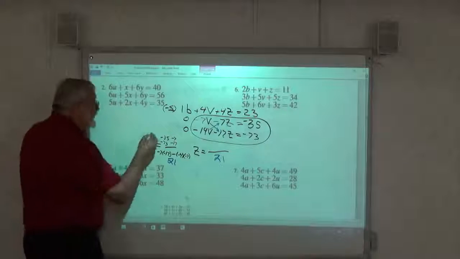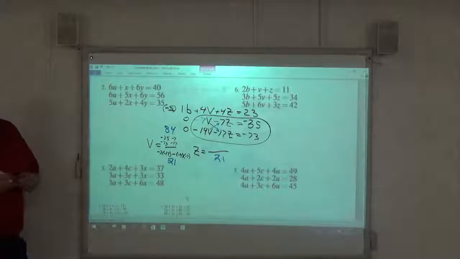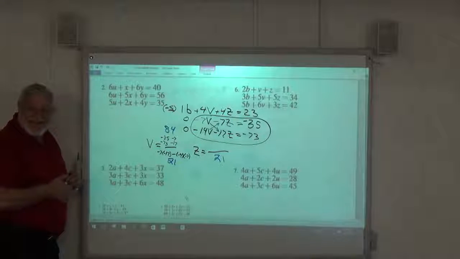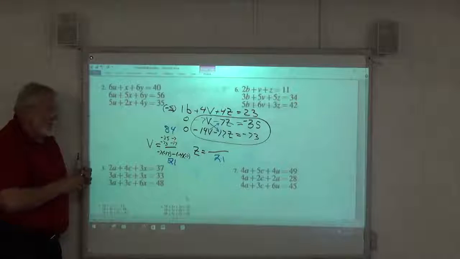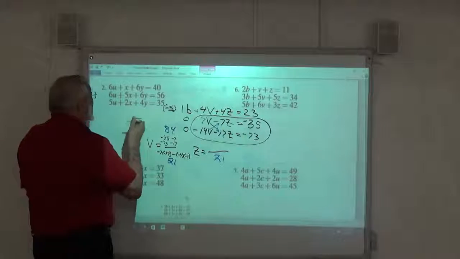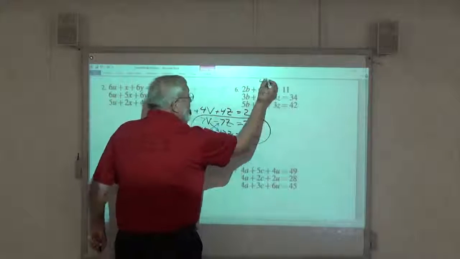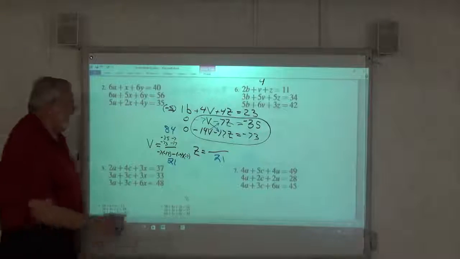You know why? What's 84 divided by 21? It's 4. So our V is 4. Cool. All right? We know that our V is 4. I love Cramer's rule. All right, now, let's do Cramer's rule on the other one.